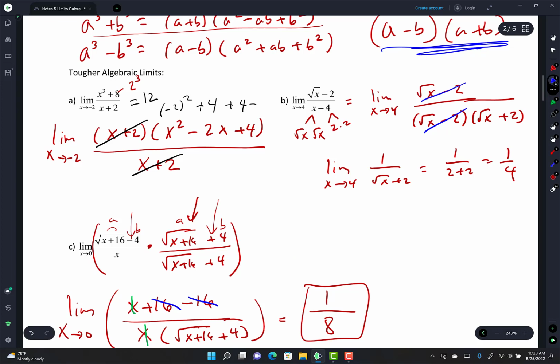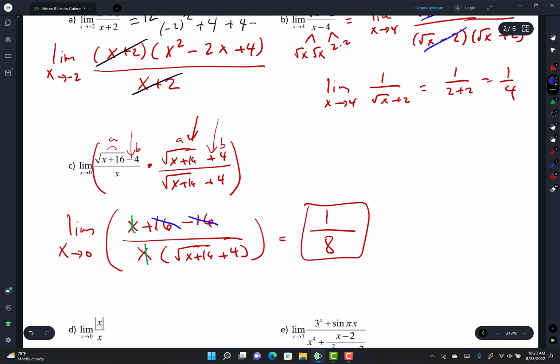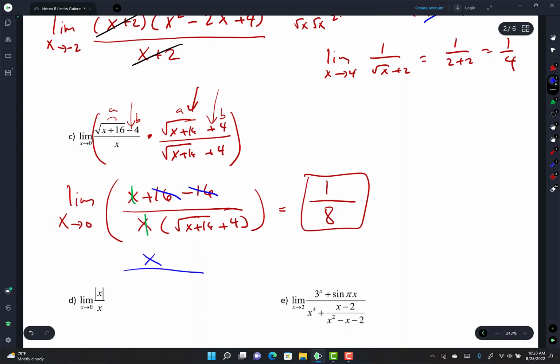Yes, that x. But I have to zero out the 16s first. Once you zero out the 16, you have this: x over x times the square root of x plus 16 plus 4. Oh, you're talking about this x? x is approaching 0, so I did direct substitution.